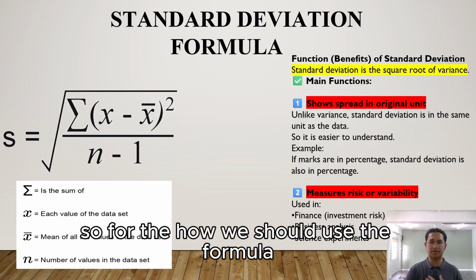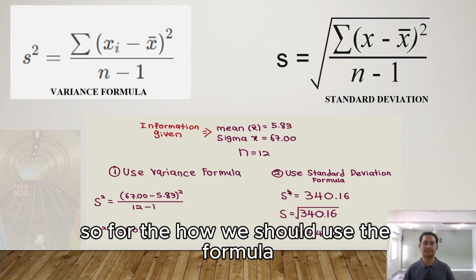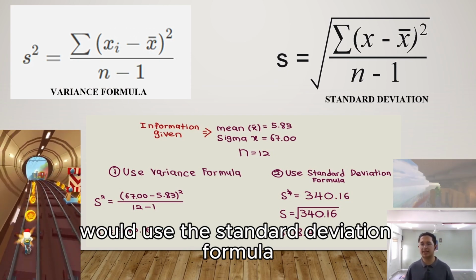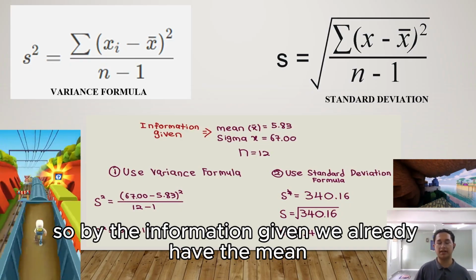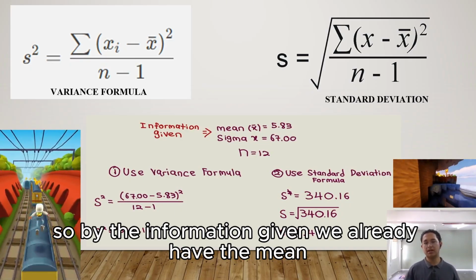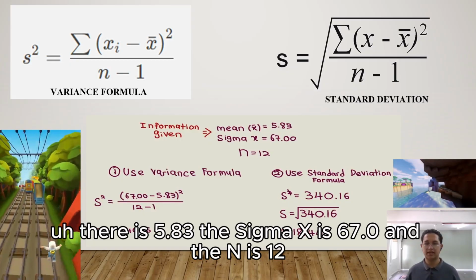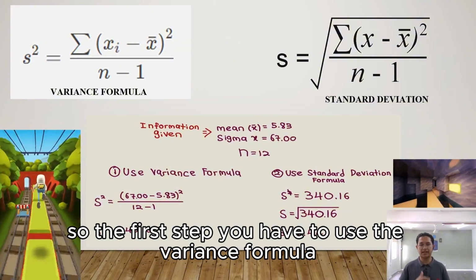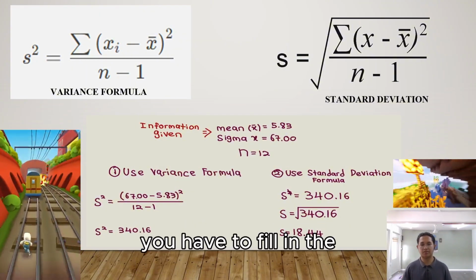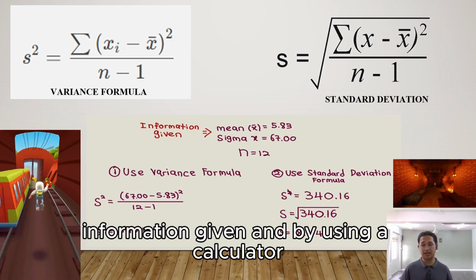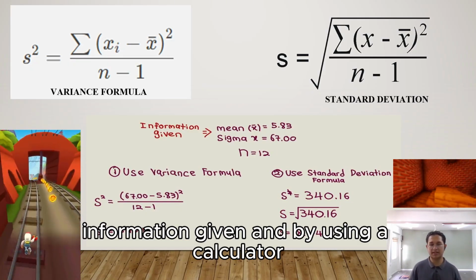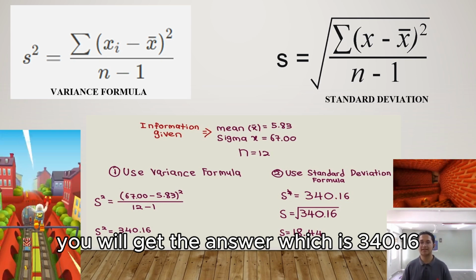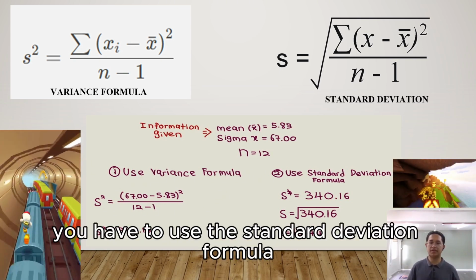So for how we should use the formula, the first is the variance formula, and the second we would use the standard deviation formula. By the information given, we already have the mean that is 5.83, the sigma x is 67.0, and the n is 12. So the first step, you have to use the variance formula. You have to fill in the information given, and by using a calculator, you will get the answer which is 340.16. So for the second, you have to use the standard deviation formula.